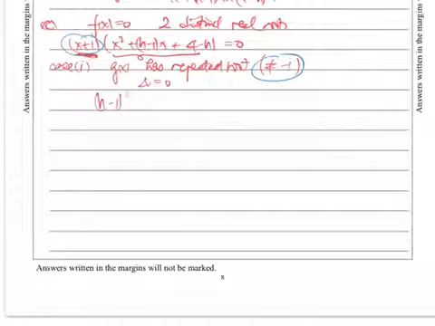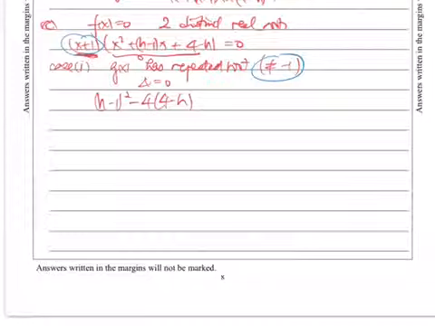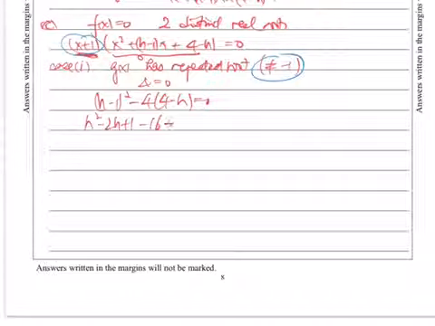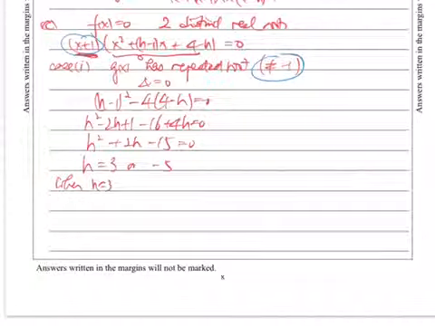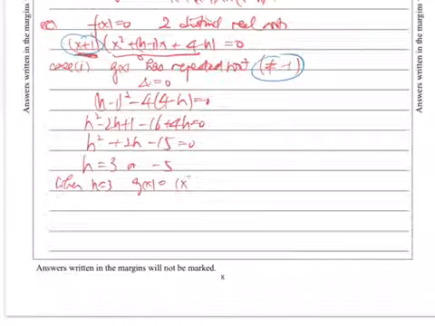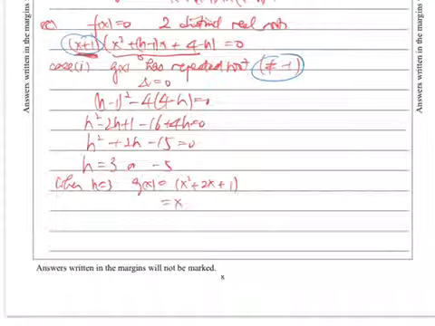So h minus 1 all squared minus 4 times 4 minus h equals 0. So we solve this one, expand it. So we have h squared plus 2h minus 15 equals 0. So h is equal to 3 or minus 5. So when h equals 3, gh actually is h squared plus 2h plus 1, that is h plus 1 all squared.